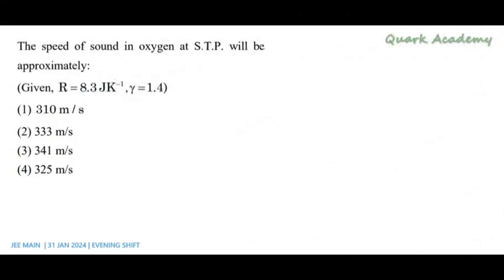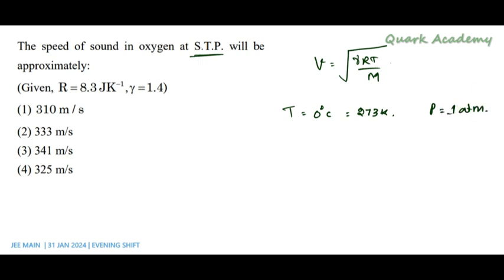We need to find speed of sound in oxygen at standard temperature and pressure. So the speed of sound in gases is given by V equal to root of gamma RT by M. Here gamma is adiabatic constant, which is given in the question. R is gas constant. T is the temperature. Here it is mentioned standard temperature and pressure. STP means standard temperature and pressure. So here the temperature is 0 degrees Celsius. Always we have to write the temperature in terms of kelvins, so it is equal to 273 Kelvin. And standard pressure is 1 atm. Of course, here pressure is not needed, but you should know.